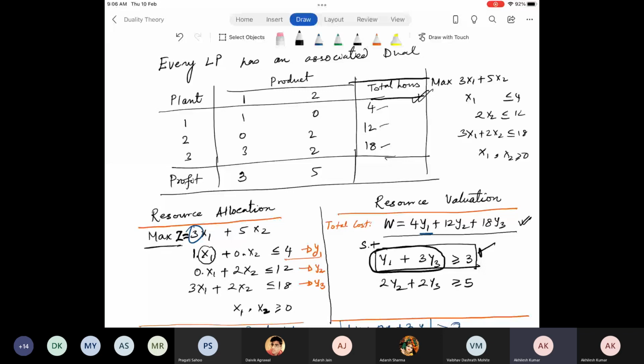maximize your profit. What you did, you attached a cost to each of the resources. Like if I use 1 hour of my resource in plant 1, it will cost me Y1 rupees. Or if I use 1 hour of resource in plant 2, it will cost me Y2 rupees. Now you want to do a resource valuation. You want to value how much your resource is worth, so that if someone tries to buy your company, what should be the minimum price of each resource you are willing to sell. Now, does it make sense?